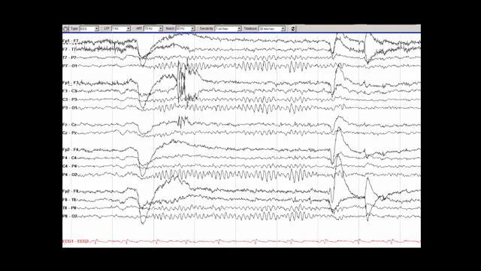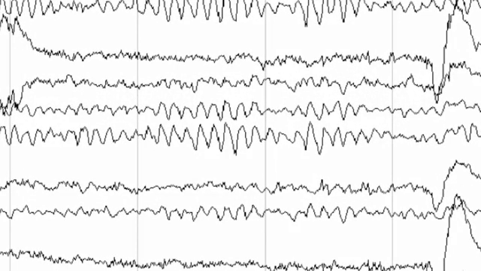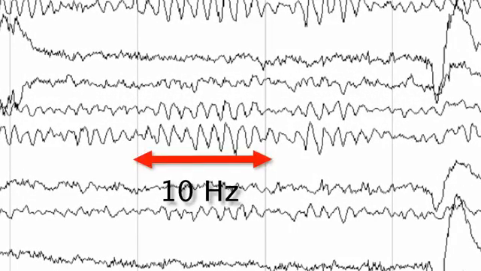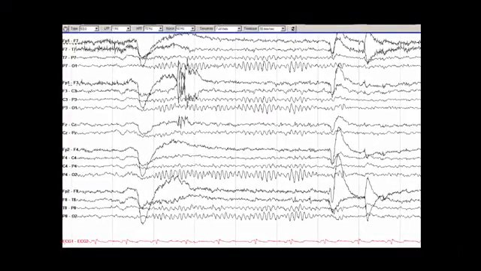The alpha rhythm is the most commonly encountered rhythm during wakefulness. Here I have highlighted the alpha rhythm. The alpha rhythm is a normal rhythm during wakefulness and is especially prominent when the eyes are closed. Although there is a range of frequencies for the alpha rhythm, it is usually around 10 Hz or so, which is the case in this patient.